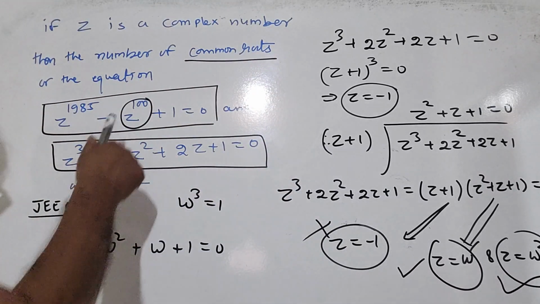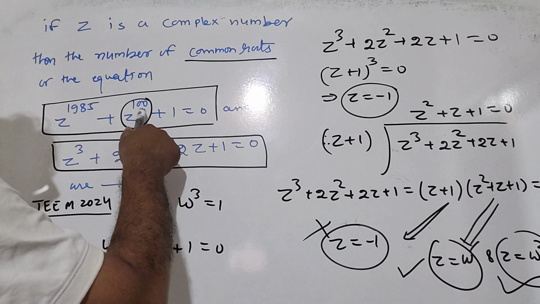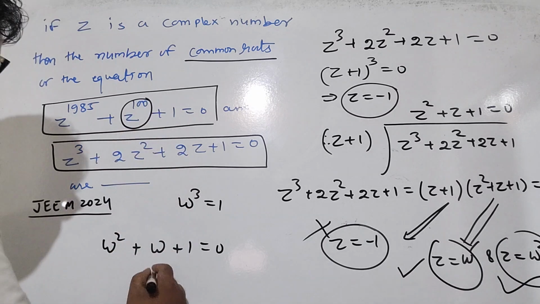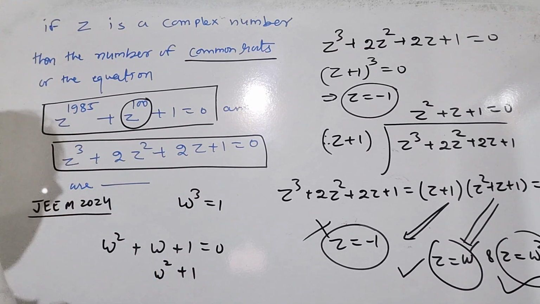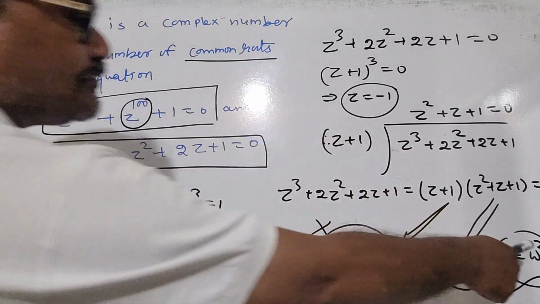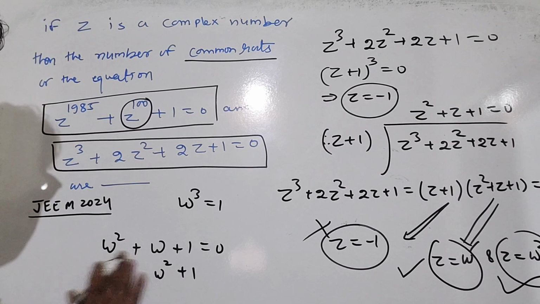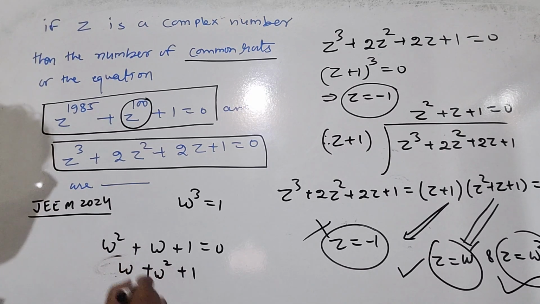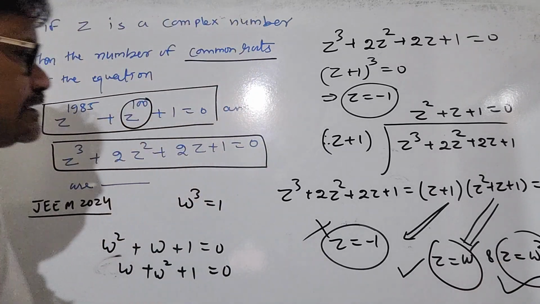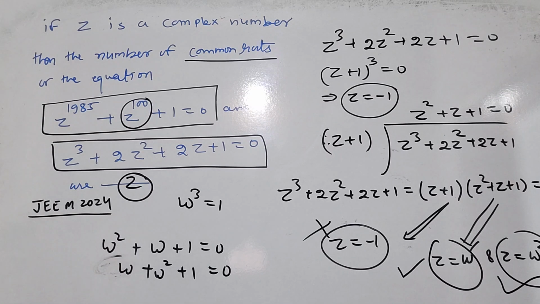How? This is omega to the power 100, and its power 2, correct? So this becomes omega square plus 1 and this is what? This is omega square to the power 2, meaning this becomes omega 4. Omega 4 means again omega. So 1 plus omega square plus omega is again 0. So therefore this is also going to satisfy. The final answer is 2. So there are two common roots to this equation, correct?